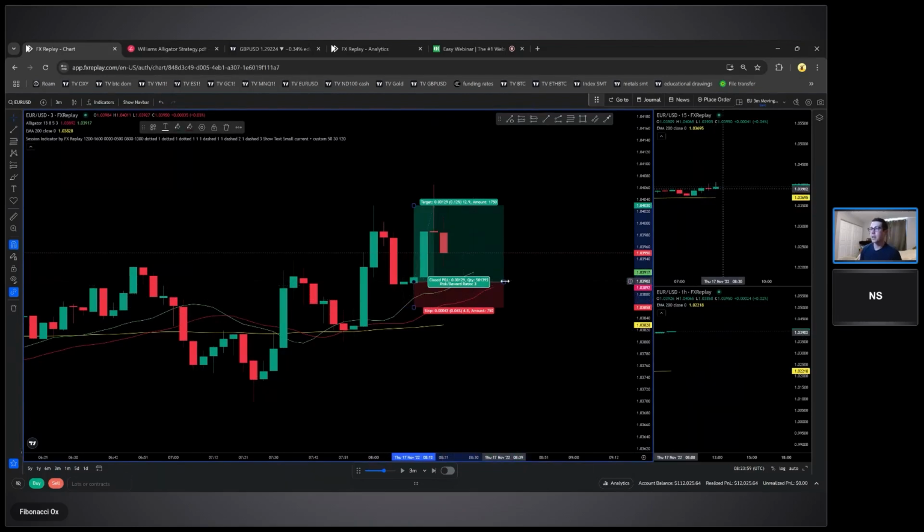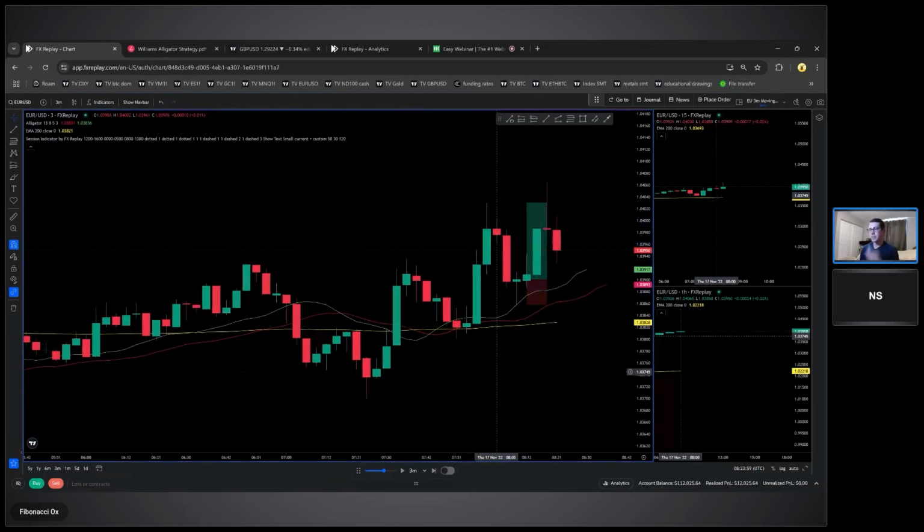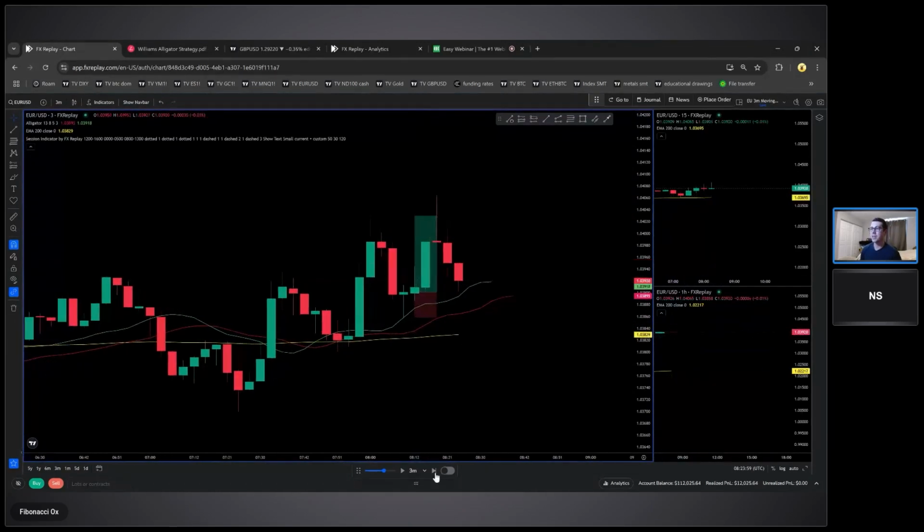So yeah, again, I'm doing my best to follow this as mechanically as possible. If it does not tap this 5 SMA at all, then I'm generally not interested. But that's where alerts could be helpful as well. If I had set an alert on this, it would have pinged me in TradingView as soon as this level was hit. So that could be helpful for that.